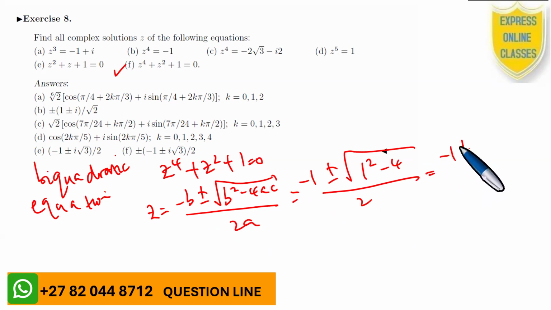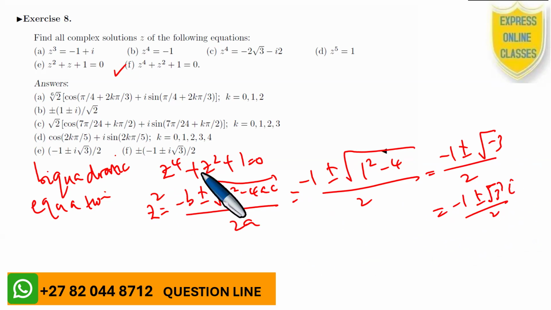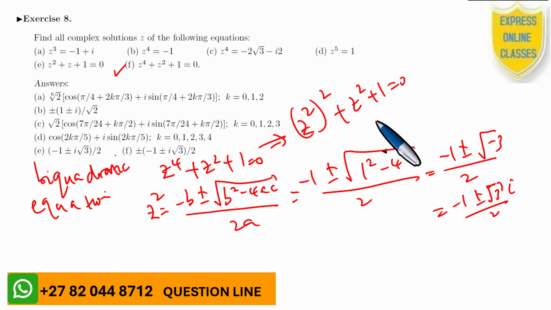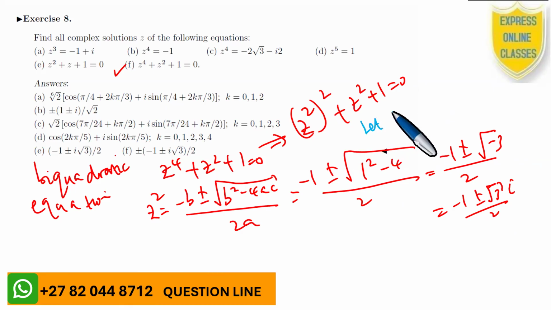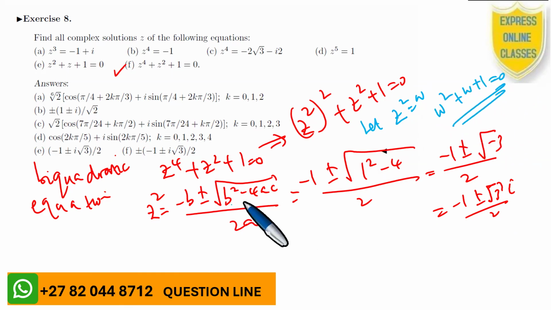which is minus 1 plus or minus the square root of minus 3, divided by 2. What is the square root of minus 3? It's the square root of 3i, divided by 2, but this is z squared now, because this one is z to the fourth power, but you can write it as z squared squared plus z squared plus 1 equals 0. At this point, you can let z squared be w. w squared plus w plus 1 equals 0. So that now this is quadratic, and then use the quadratic formula.